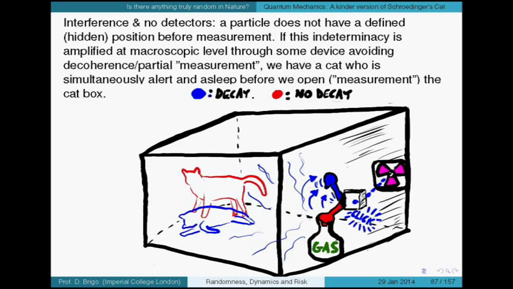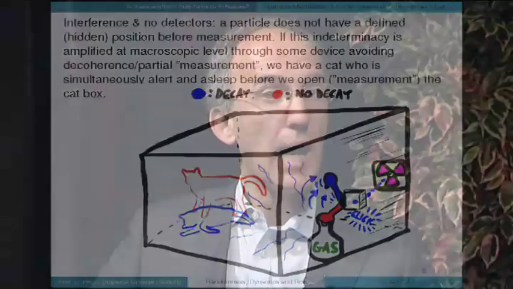Now, because the state of the decay is actually not defined prior to external measurement, at the same time the state of the gas bottle cover is not defined, and the cat's status is not defined. So the cat must be both asleep and awake at the same time, which, with our daily understanding of events in daily life, looks completely nonsensical to us, right?